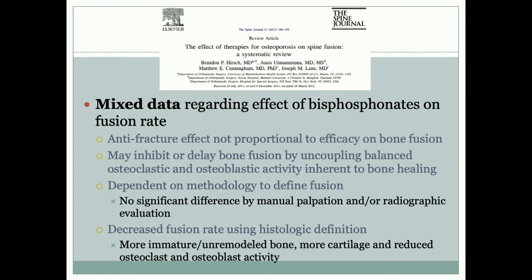And there's some heterogeneity in terms of the method to define fusion. So some authors found no difference by manual palpation in the animal studies and radiographic studies, but histologically, the fusion masses were composed of more immature bone, unremodeled bone, more cartilage, and reduced osteoclast and osteoblast activity.